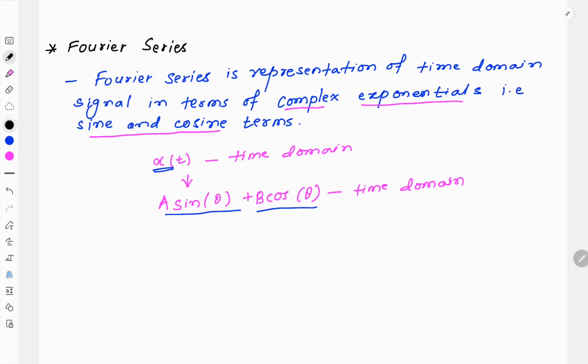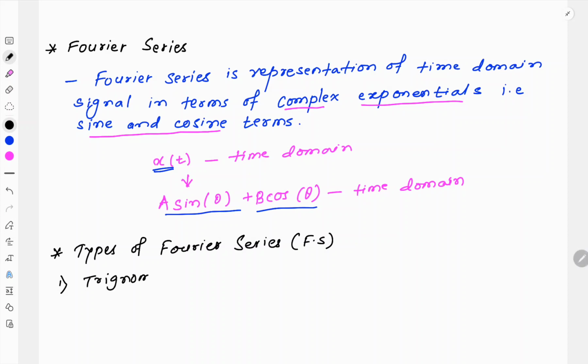Now let us see the classification of Fourier series, or the types of Fourier series. In short, we can represent Fourier series as FS. The first type of Fourier series is called trigonometric Fourier series, or it is also called quadrature Fourier series. Now let us see the representation of this Fourier series.